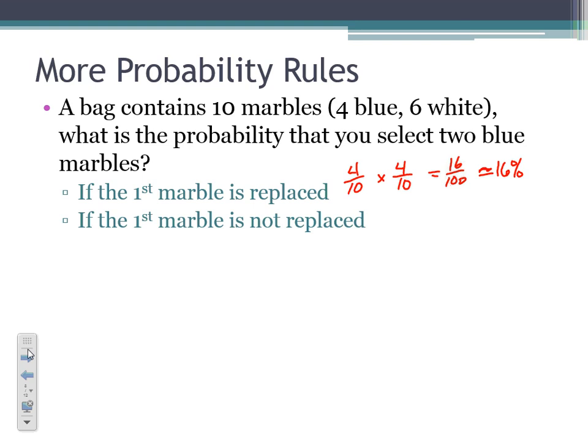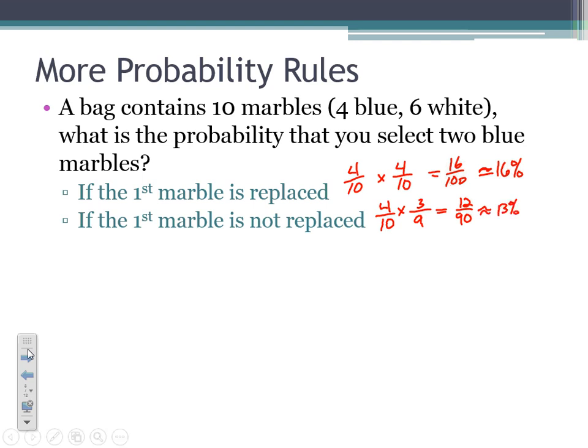Now the second question says, what if this time we don't replace the marble? Well, the first probability isn't changed at all. There's still 4 out of 10. So what do we assume happens in this situation? We have to assume that we selected a blue marble, because that's the only way this situation is met. So let's pretend we selected a blue marble and we're not going to replace it. How many blue marbles are left in the bag? There's 3. How many marbles total? There's 9. So that probability was influenced by what happened in the first one. They're now dependent events. But again, we just multiply these together, so we end up with 12 out of 90, which is approximately 13%.